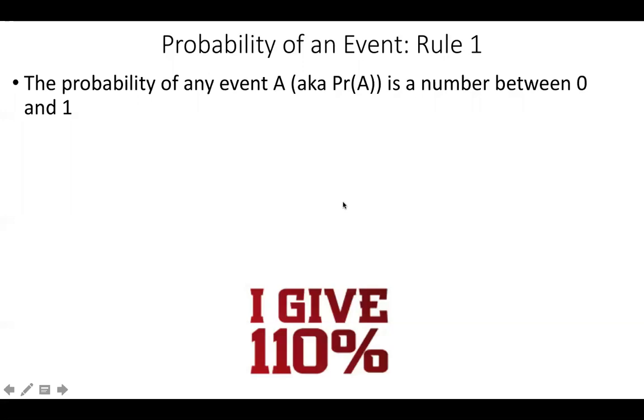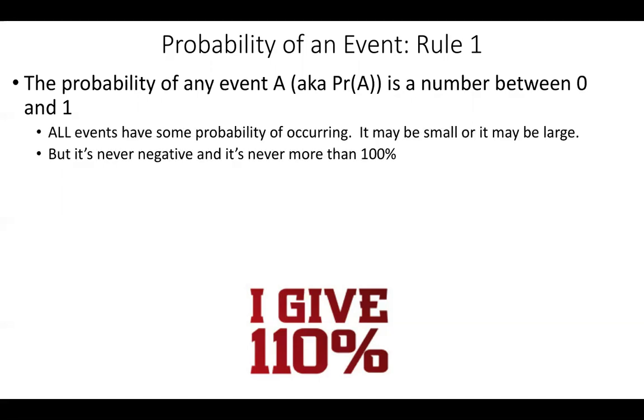The first is that the probability of any event occurring, so the probability of any event A, or Pr of A, is a number between 0 and 1. So this means that all events have some probability of occurring. That probability may be small or it may be large. However, the probability of an event occurring will never be negative, and it will also never be more than 100%.